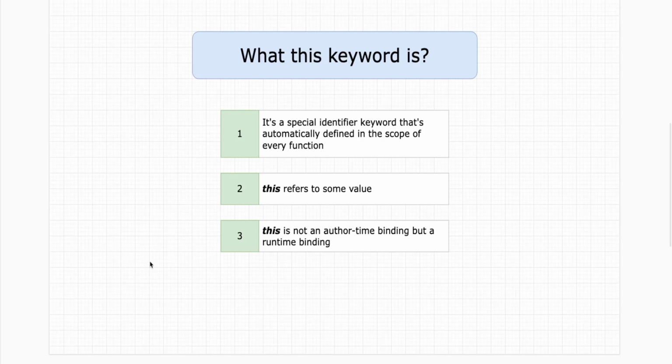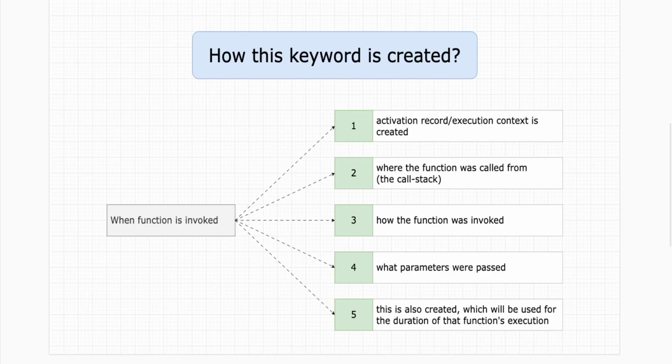So let me recall. This is a special identifier keyword which is defined automatically in the scope of every function. It always refers to some value and it is always a runtime binding. So the value of this is always determined at the time of runtime. Great. Let's move on to the next slide.